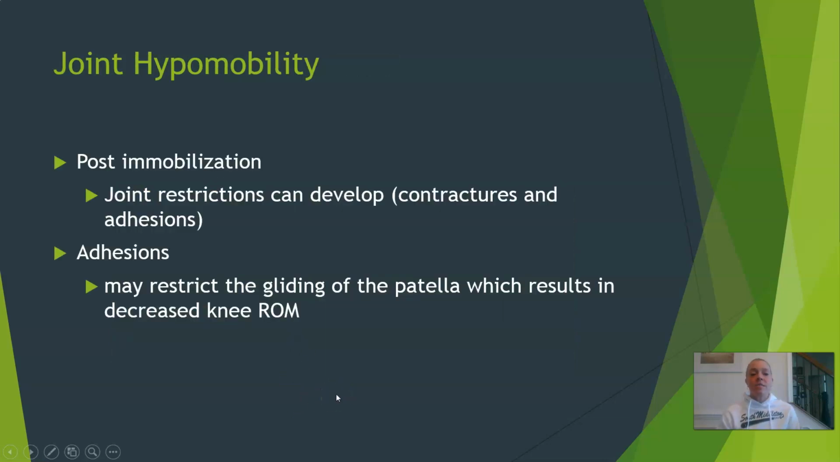So post-immobilization joint restrictions can develop, contractures and adhesions. Most often what we see is knee flexion contractures develop because flexion is that comfortable position. So people tend to stay in flexion. So again, think back to procedures, try to avoid putting pillows underneath the legs and encouraging that knee flexion. Try to encourage as much knee extension as we can initially.